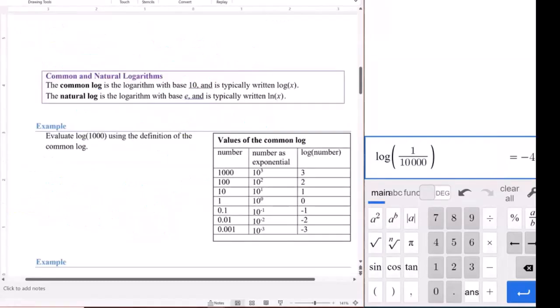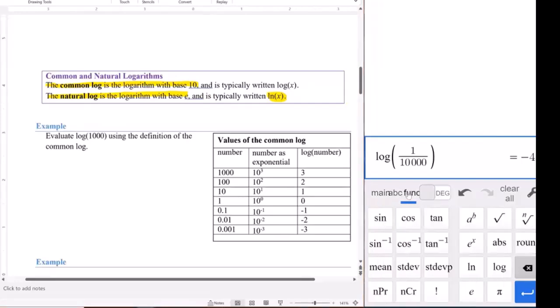Now we have, well, I already talked to you about common log. The common log is the logarithm with base 10, just like I said. The natural log is the log with base e, and that's what the ln function is. So if you see here, it's not in, it's ln. This is log base 10. This is log base e. Okay?